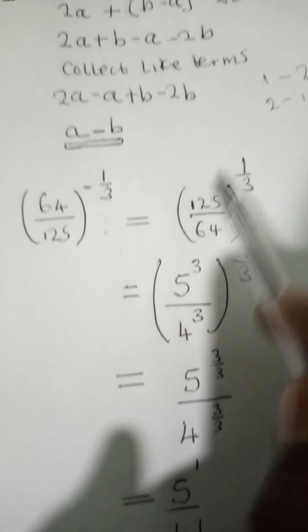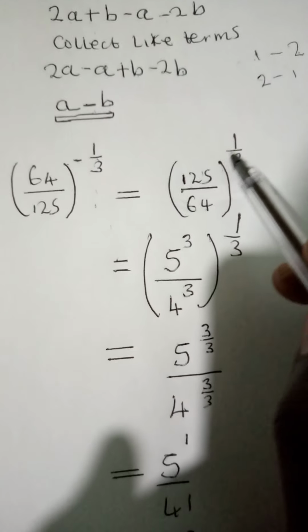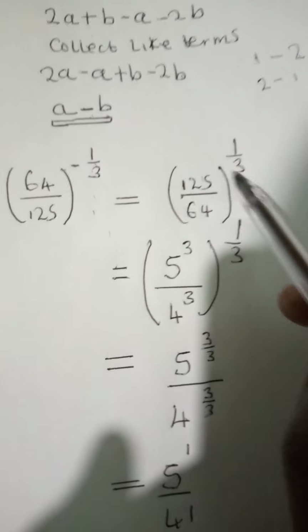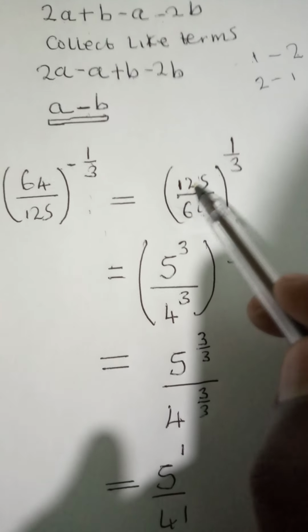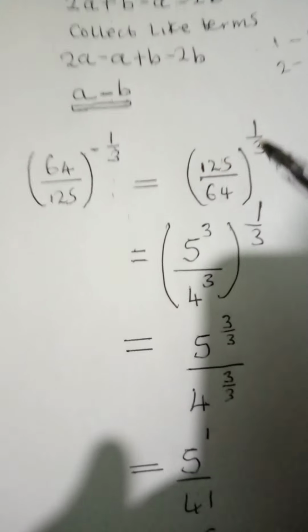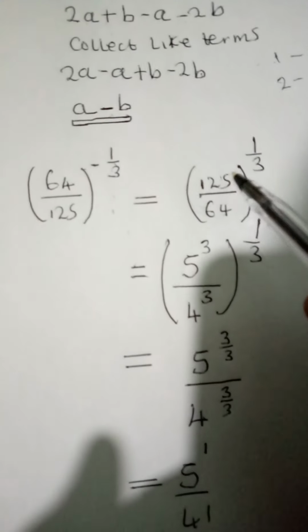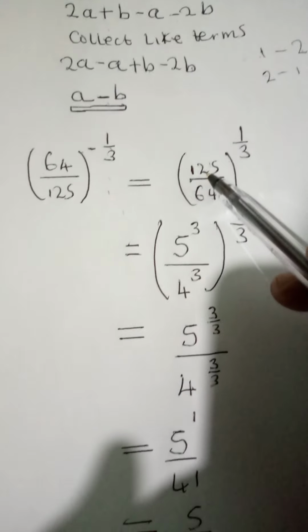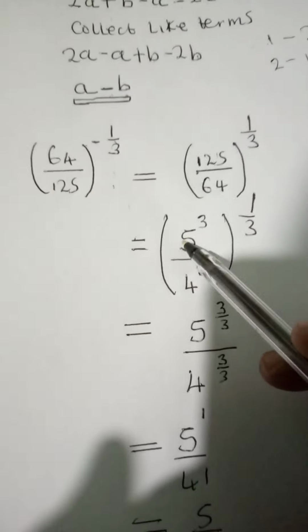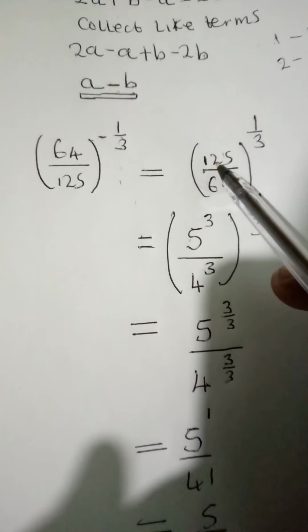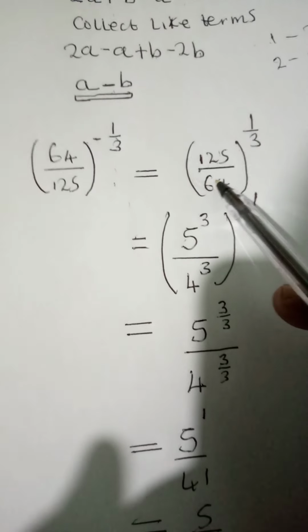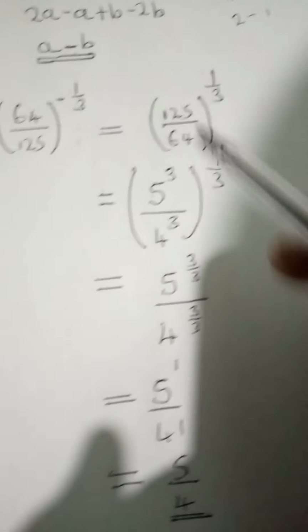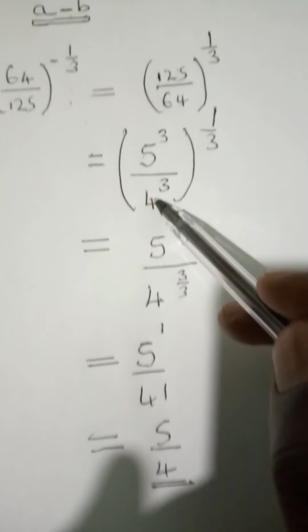You understand? Then from here now we say this 3 that you are having here on your power is telling you to think of a number you can raise to the power of 3 for you to get 125. So in short, we are just saying what is the cube root of 125? The cube root of 125 is 5. So 5 to the power 3 is 125. Then again, think of the number you can raise to the power of 3 for you to get 64. The cube root of 64 is 4. You see that?